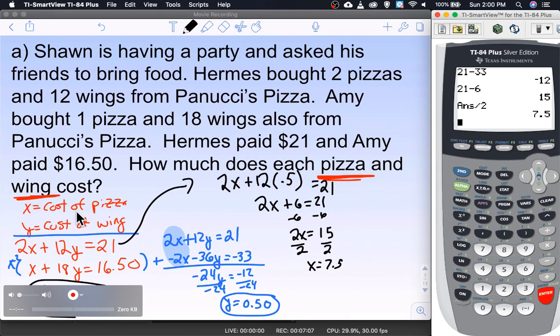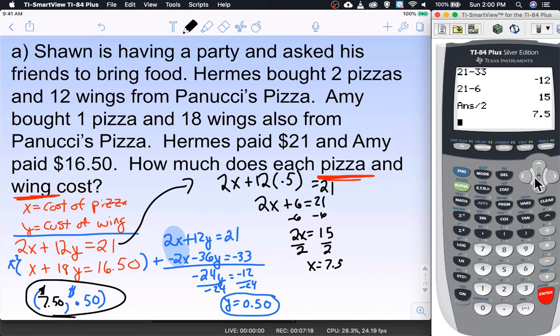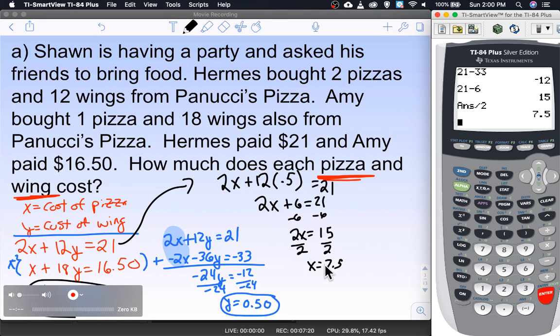We started by defining our variables, setting out what x and y is, writing our equations, which honestly, this is the hard part of the whole problem, is writing your system of equations, solving.